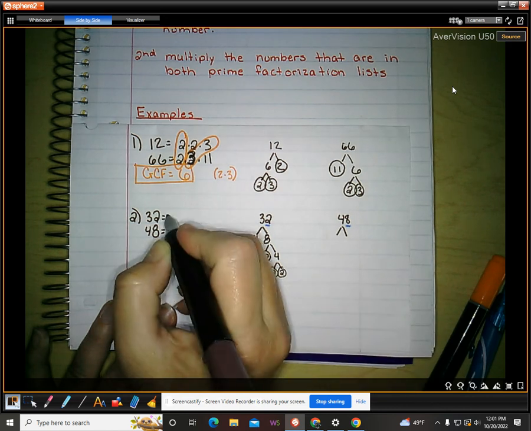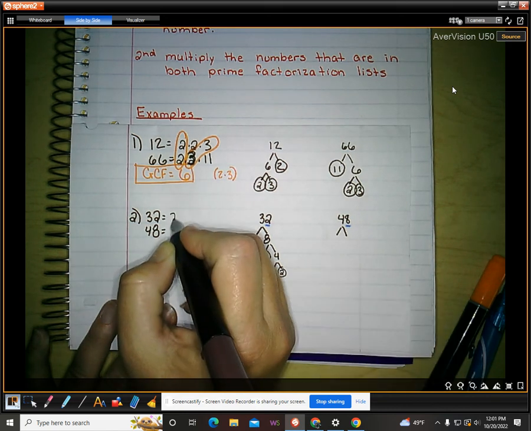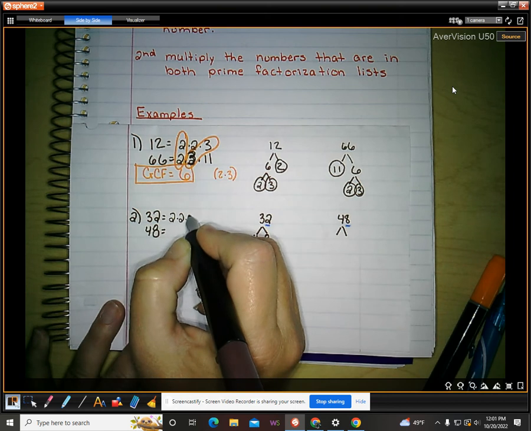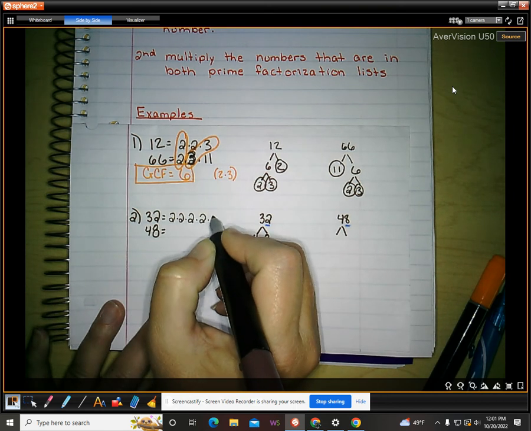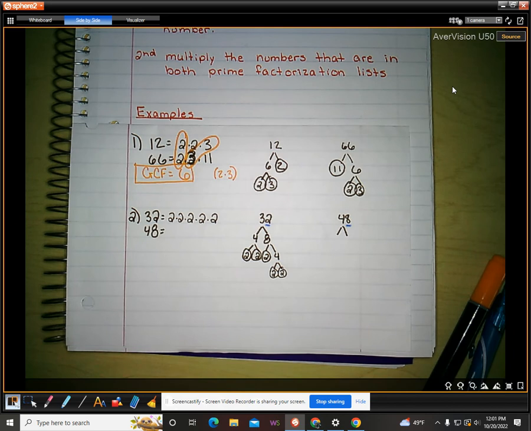So our prime factorization for 32 is 2 times itself 5 times. So 2 times 2 times 2 times 2 times 2. No matter how you start it, you would end up with 2 times itself 5 times.